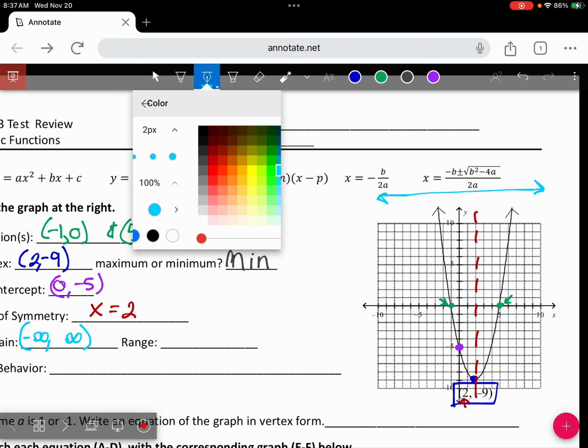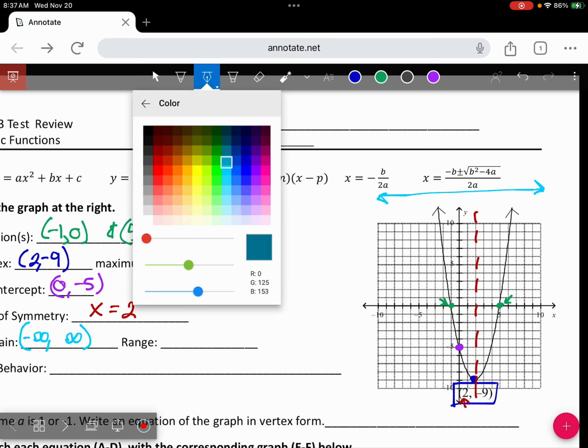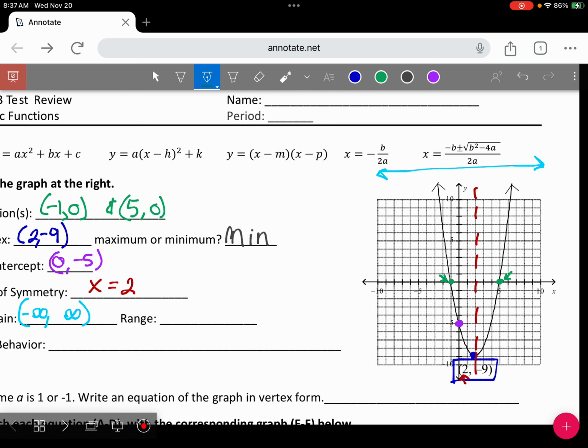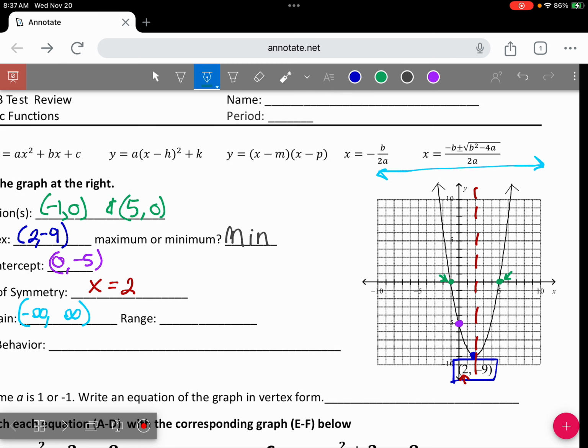Our range, where are we going to get that? The y's. How far down, how far up? So what is the very lowest that this is going to go y value-wise? -9. What's the very highest that it goes? Positive infinity. So our range goes from -9 to positive infinity. And we put a square bracket on it because I can touch -9. It's right here, that is a real answer.